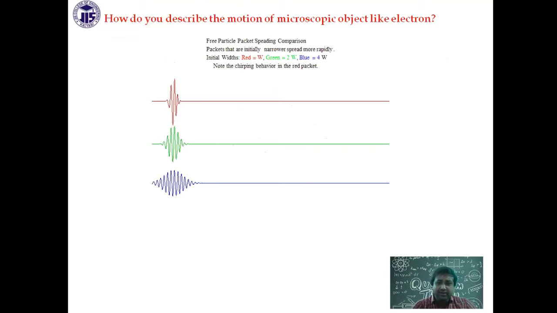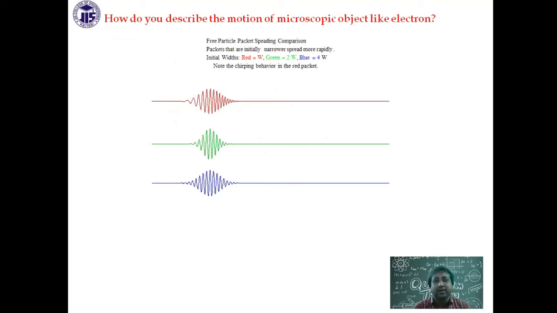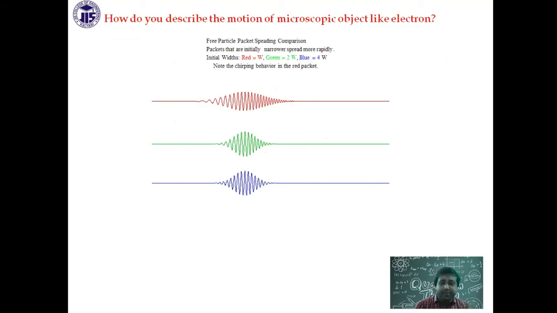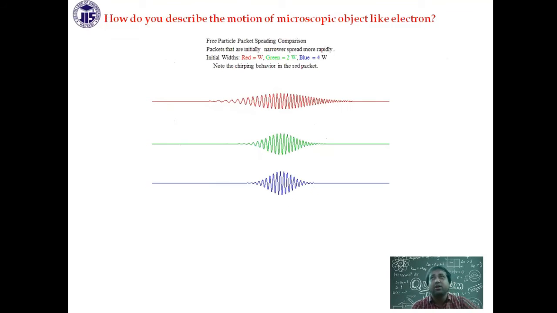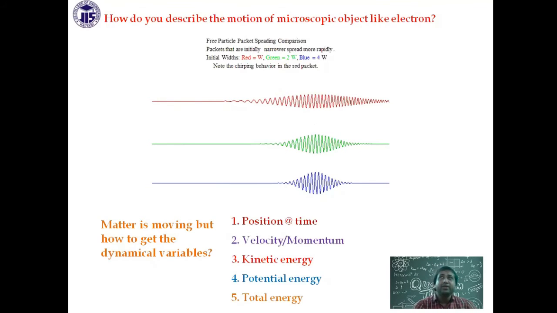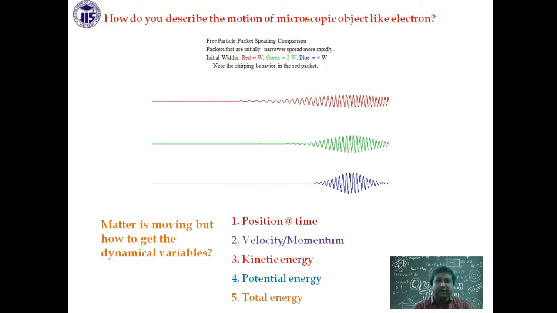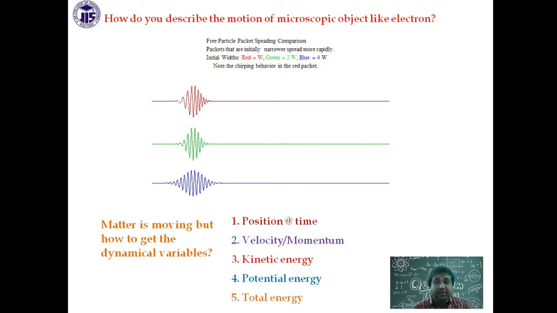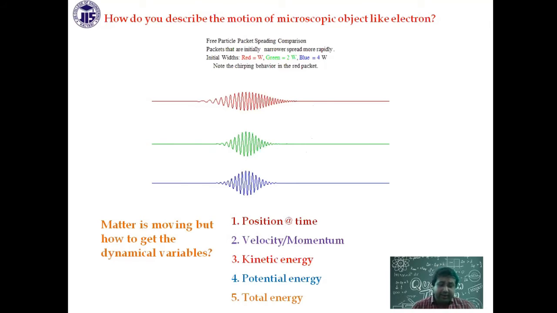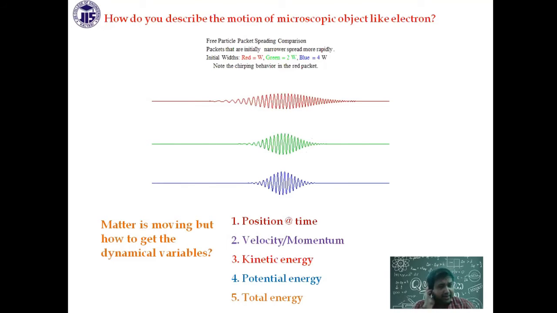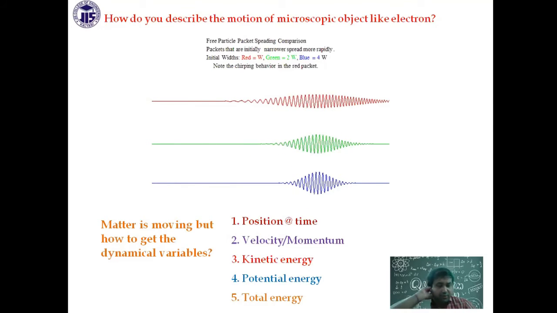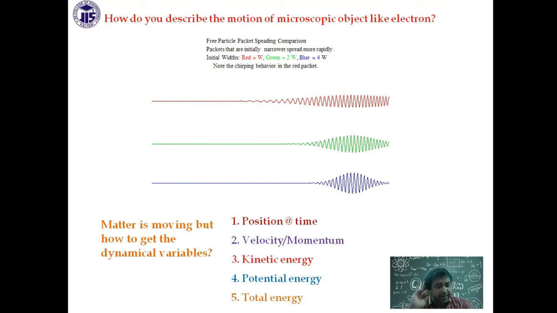But in actual sense, I don't have that advantage. I cannot see the electron. To me, the electron is represented by a function, a wave packet. This is called psi. But the electron is moving, so it should have some momentum, some kinetic energy. So we are now focusing on how I get these variables. We have to adopt a technique for that matter, and the technique is simple.